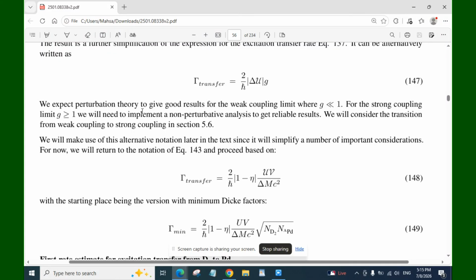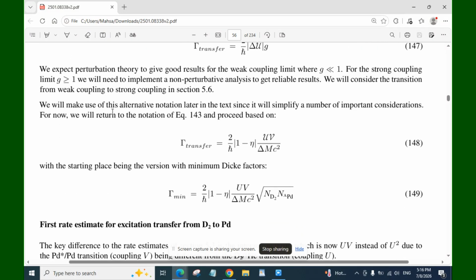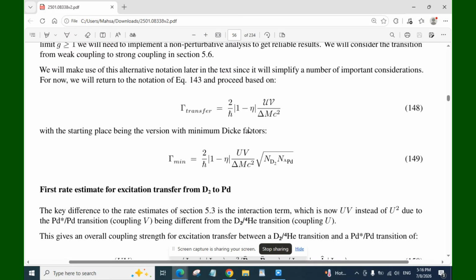We expect perturbation theory to give good results for the weak coupling limit where G is less than 1. For the strong coupling limit, G is greater or equal to 1, we will need to implement a non-perturbative analysis to get reliable results. We will consider the transition from weak coupling to strong coupling in section 5.6. We will make use of this alternative notation later in the text since it will simplify a number of important considerations.